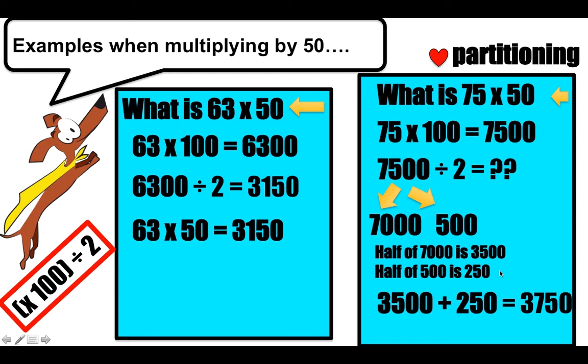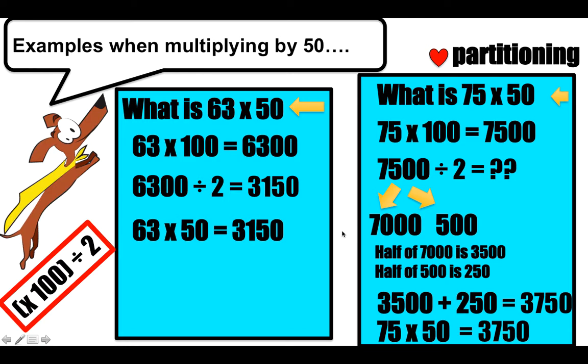So now all that's left to do is add these two numbers back together. 3,500 plus 250 is 3,750. And there's our answer to our original problem, which was 75 multiplied by 50, which is 3,750. So this really helps you to think about doing these multiplications that you might normally do in the long multiplication way in your head.